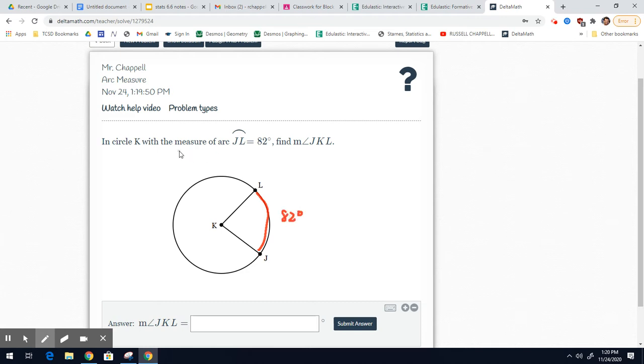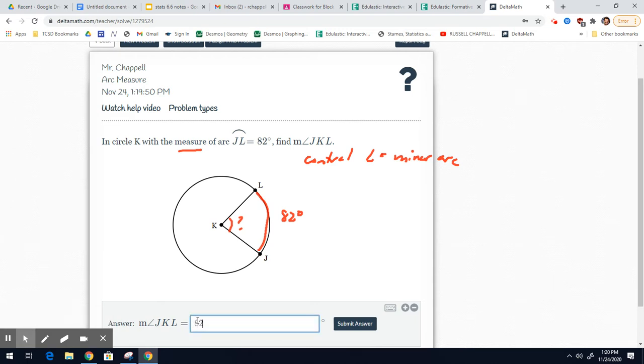Again, remember, arc measure is in degrees. They want to know what the measure of angle JKL is. What is this angle here? Well, this is a central angle. And we have to remember that the central angle is equal to its minor arc. So if the arc is 82 degrees, so is this central angle.